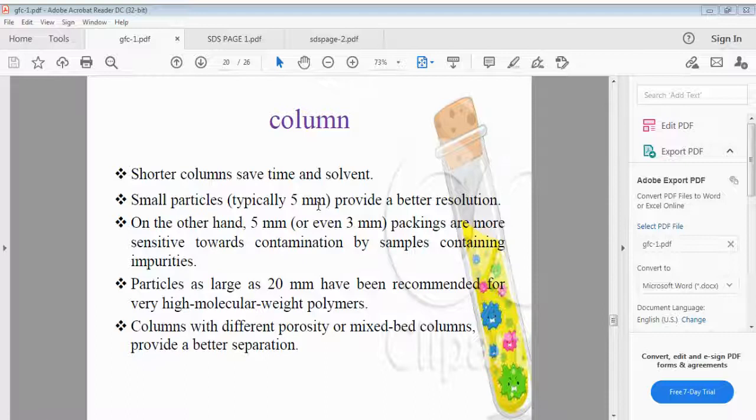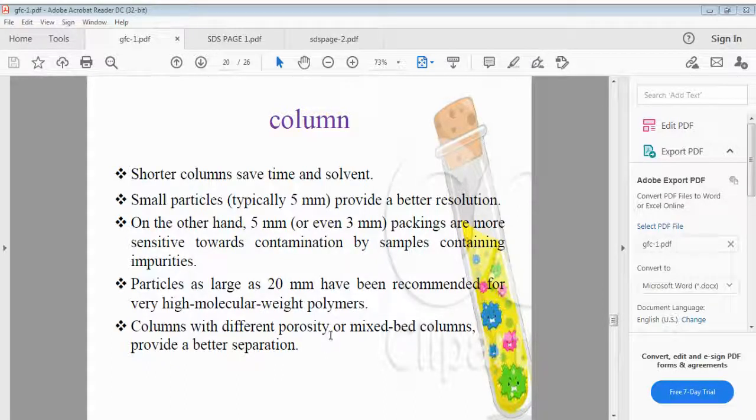So the column, here mostly shorter columns are used. Okay, why? It can save time, and also the mobile phase used can be little. Okay, so small particles, that is of 5 mm. So typically 5 mm provide a better resolution. On the other hand, 5 mm or even 3 mm packings are more sensitive towards contamination by samples containing impurities. Okay, so particles as large as 20 mm can be used for separating, and 20 mm have been recommended for high molecular weight polymers.